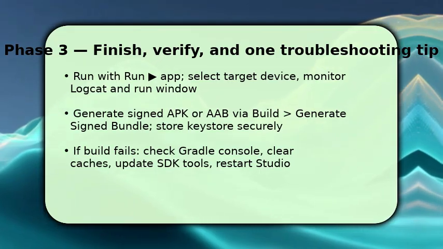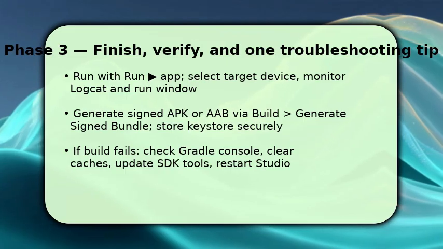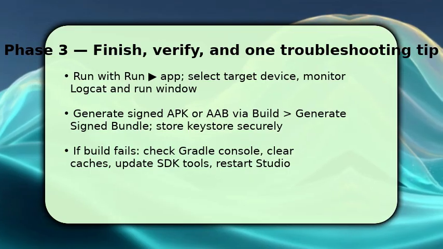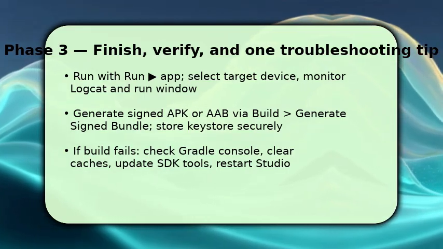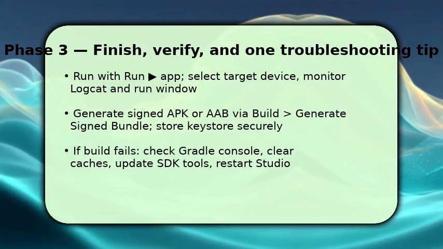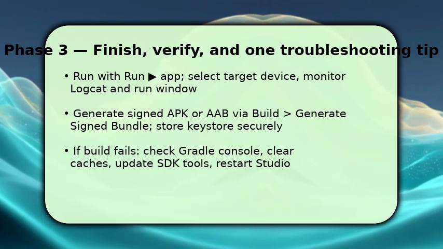When ready to distribute, use build generate sign bundle or APK, create or supply a key store and keep that key store safe. Losing it locks you out of updates. If anything breaks, start with the Gradle console. Fix dependency versions, then try file invalidate caches and restart. More often than not, a tool's update or cache clear resolves build errors.